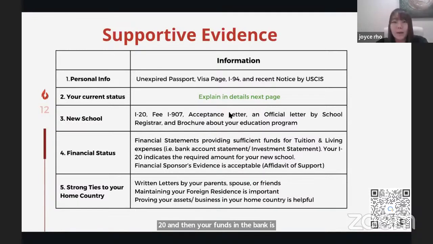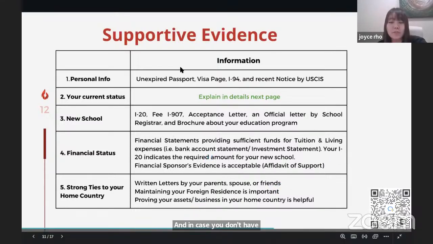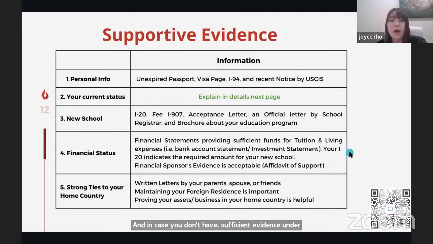And the best evidence here, I recommend, is that if you have a bank account in the United States, like Wells Fargo, Bank of America, or Chase, that bank statement is the best evidence because it shows your funds in US dollars. But if not, it is still fine. If you're submitting your bank statement from your home country, you can do so by submitting a translation of that bank statement. And in case you don't have sufficient funds under your name, like no bank account under your name, it is always fine to have a financial sponsor.